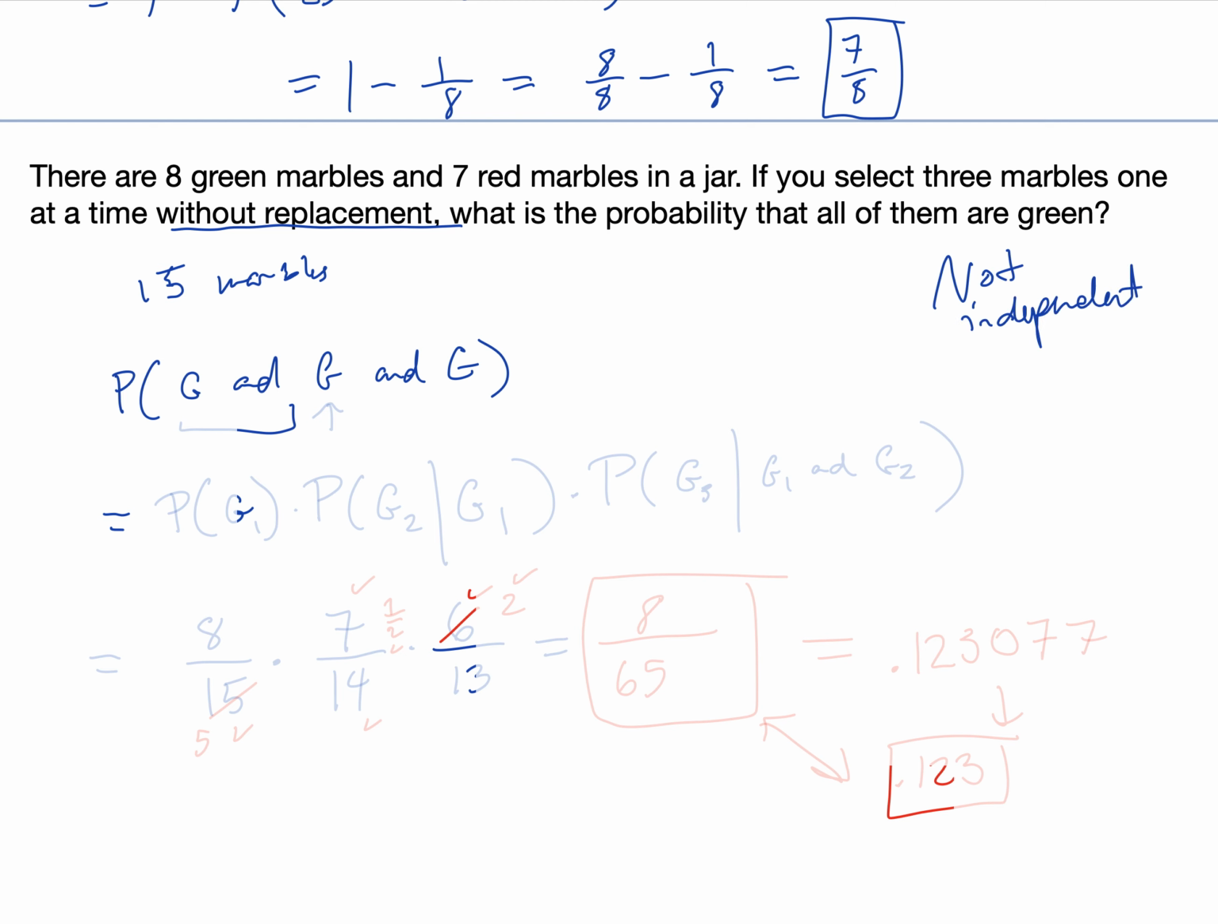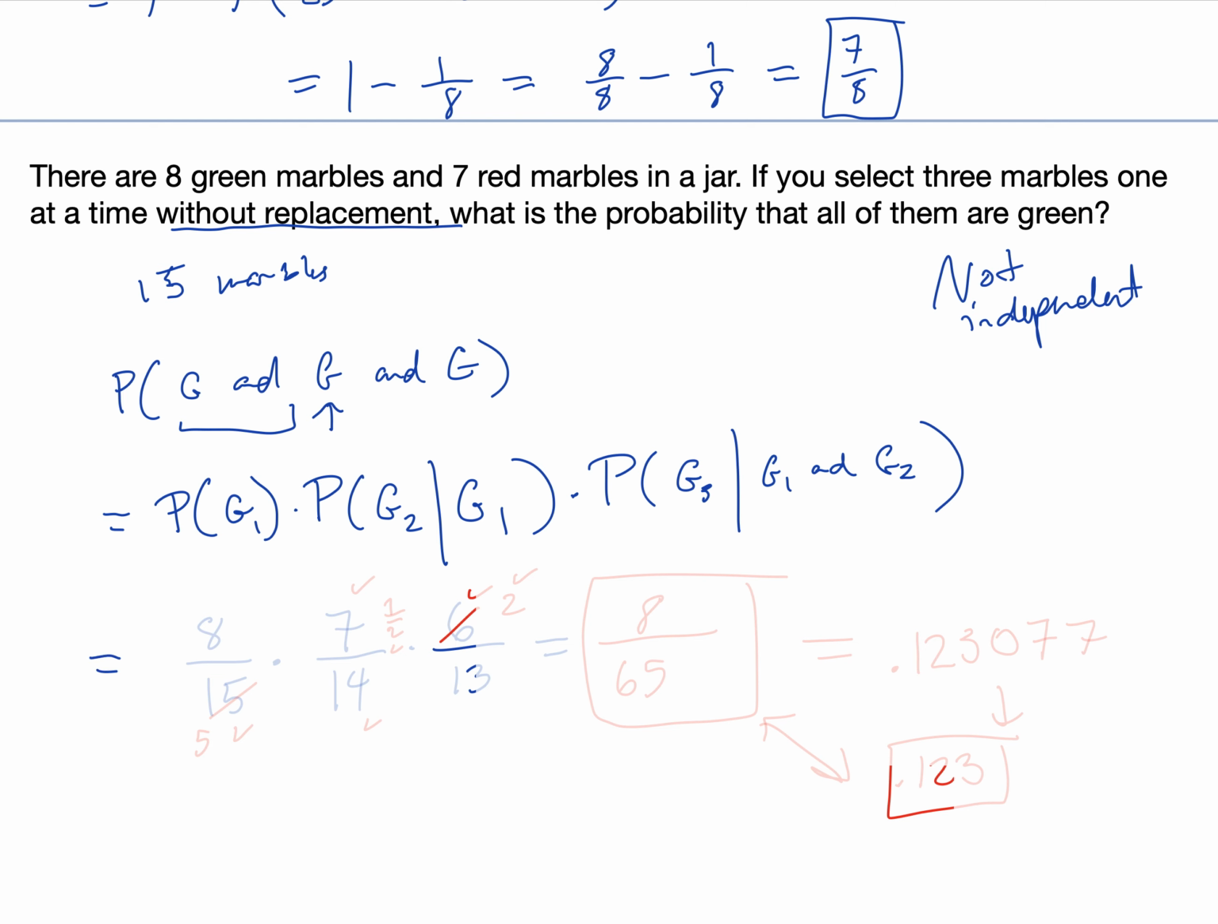So we have to say, okay, the probability that the first marble is green, times the probability that the second one is green given the first one was already green. So times the probability the second one is green, maybe I'll call that G2, given that the first one was green, times now the probability that the third marble is green given that the first one was green and the second one was green. So that's what I'm trying to find.